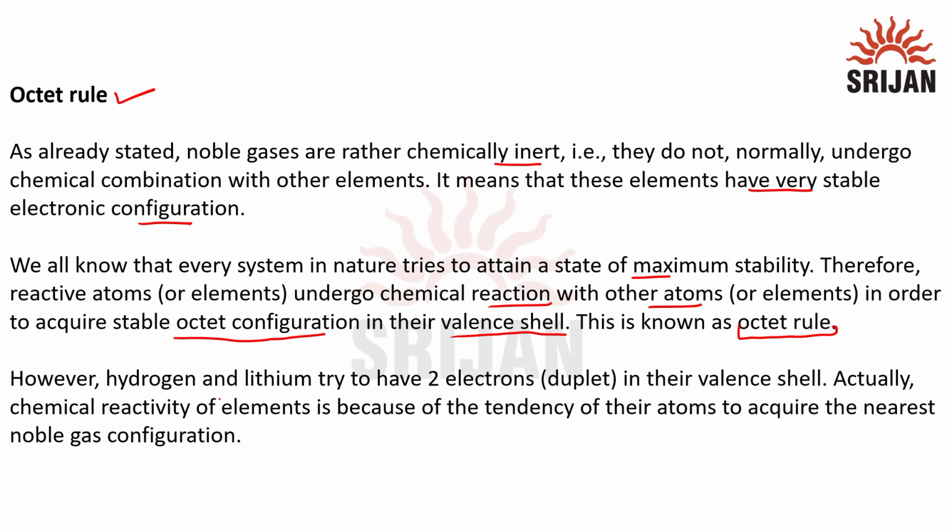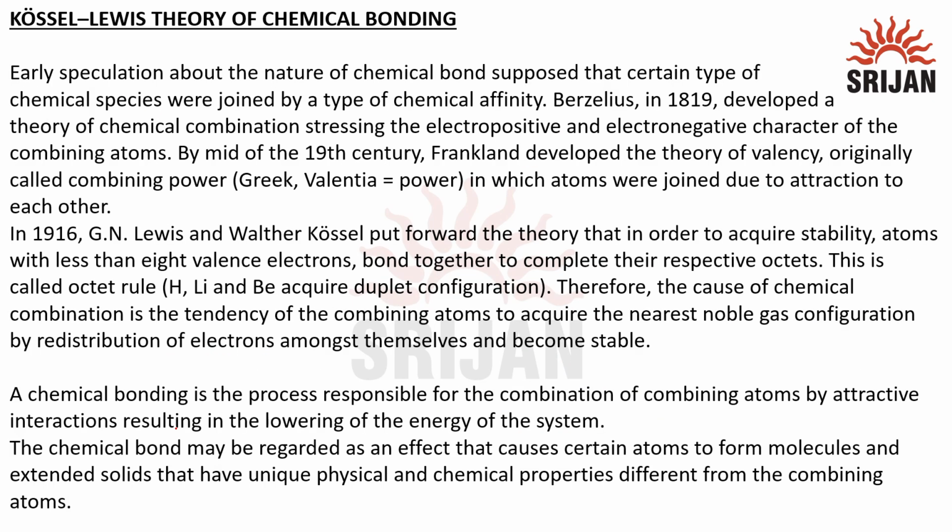Here, however, hydrogen and lithium try to have 2 electrons to complete their valence shell. That means completing their duplet also. Actually, the chemical reactivity of an element is because of the tendency of its atoms to acquire the nearest noble gas configuration. Moving ahead, we have the Kossel-Lewis theory of chemical bond.